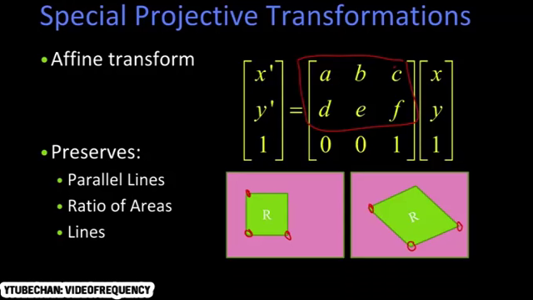You still maintain parallel lines, so the edges of this square become the edges of a parallelogram. And ratios of areas remain the same. So if I had one area here that was half the size of the area to the left, then its transformation would be half the size over here. But the area itself can change through scaling. And again, lines are mapped to lines. Notice that we don't have to do the division still.